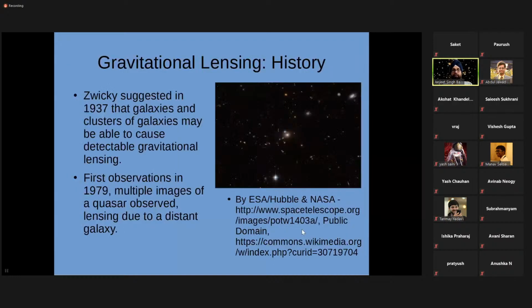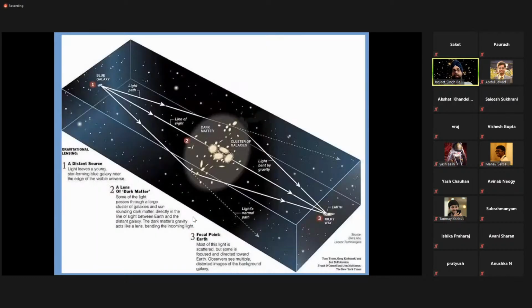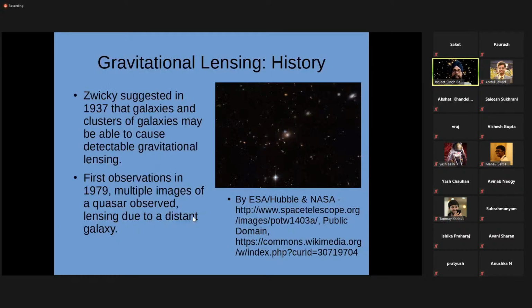So coming now to mainstream gravitational lensing, what Eddington observed was deflection around the sun. He tried very hard to make observations of lensing by other stars, but he was not successful. In 1937, Zwicky, a Swiss astronomer, suggested that galaxies and clusters of galaxies may be able to cause detectable gravitational lensing, because his estimate of the mass of clusters of galaxies was much, much higher than what seemed to be the case if you just added up masses of all the galaxies. And the numbers were off by a factor of 100.